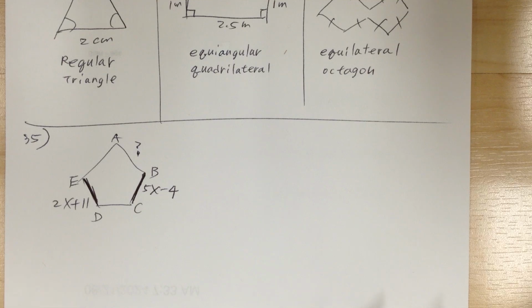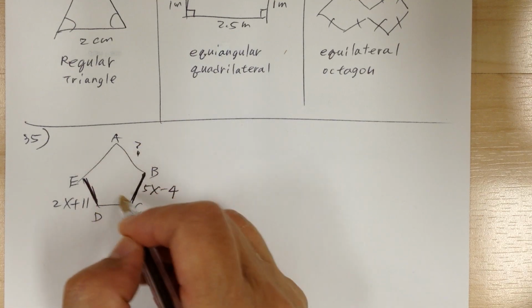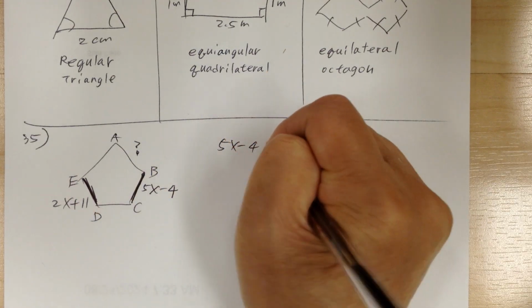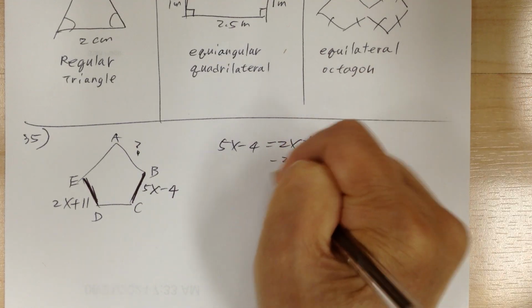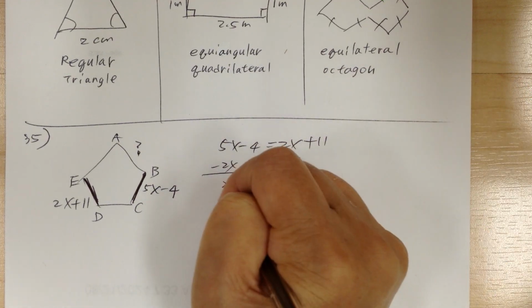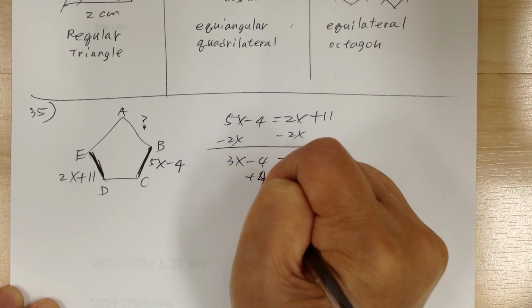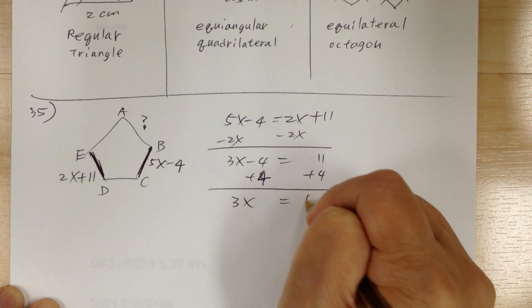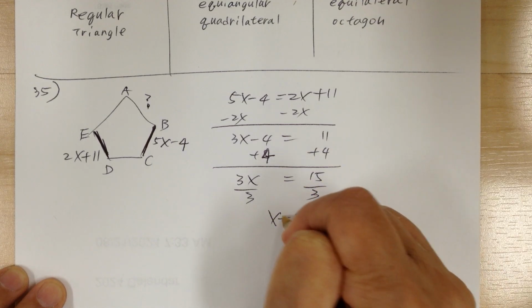Well, this is a regular polygon. It means all sides are congruent. So that means these are congruent to each other. So 5x minus 4 will equal 2x plus 11. So minus 2x on each side. So you get 3x minus 4 equal to 11, plus 4 on each side. So you get 3x equal to 15, divided by 3, divided by 3. So x equals 5.